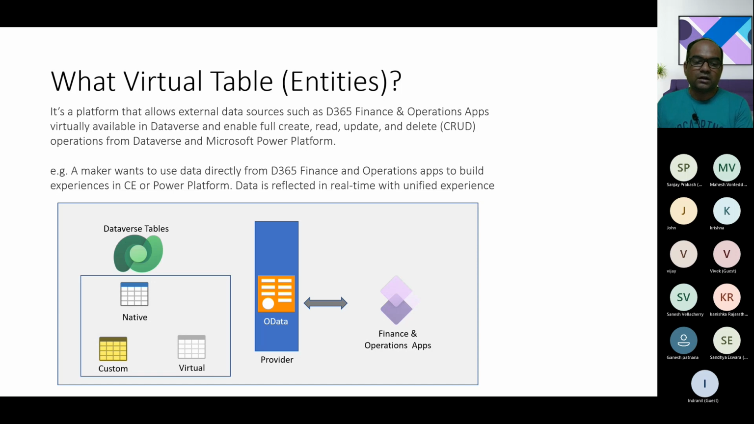So data lives where it is originating from. For example, in this scenario, if you are trying to pull data from the financial operation app, data never gets copied into Dataverse. It will be available inside the financial operation apps only. So there is no cost associated with data being stored in Dataverse, and that is one of the key differences between dual write and the virtual table or entity. In the case of dual write, the whole data gets copied to a physical table. However, in the case of a virtual table, it's available natively, virtually, in a Dataverse table, but the data lives in the financial operation apps only.